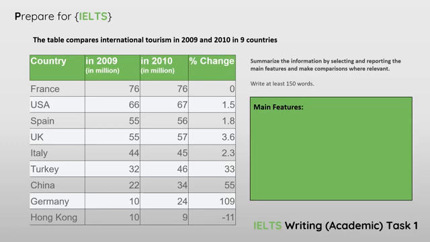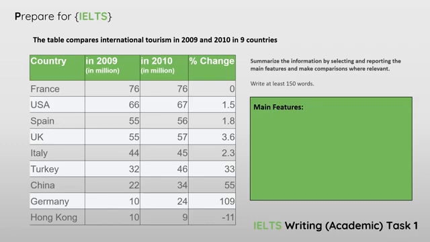So what do we need to do first when we look at a question like this? It's asking you to summarise the information by selecting and reporting the main features and make comparisons where relevant. The mistake many people make is trying to describe everything in the table. If the IELTS examiner wanted a description of the table, you could just give them the table. That's not the way to do it. You need to look at the main features. So what are the main features?